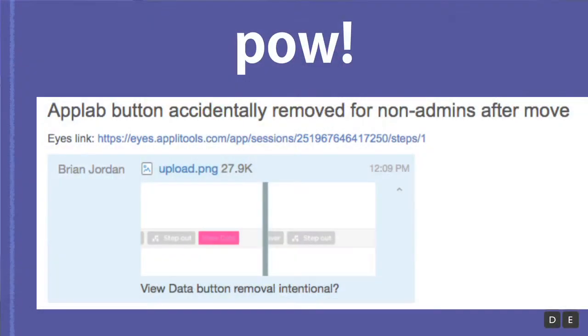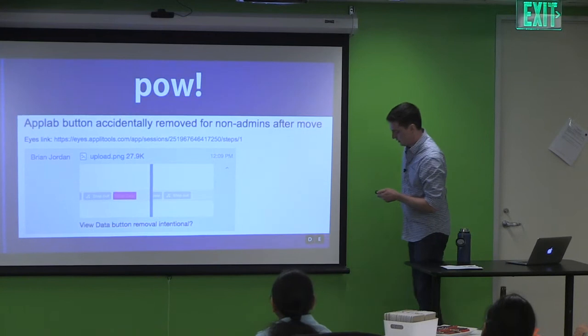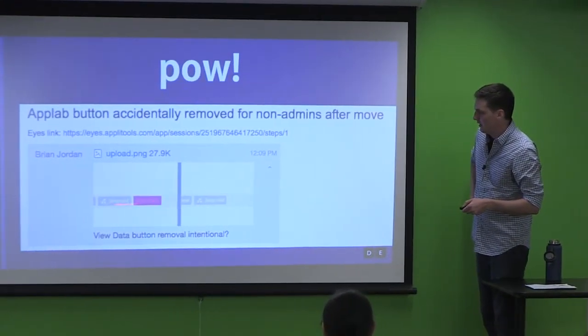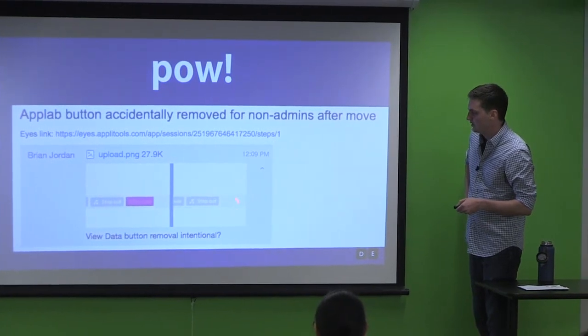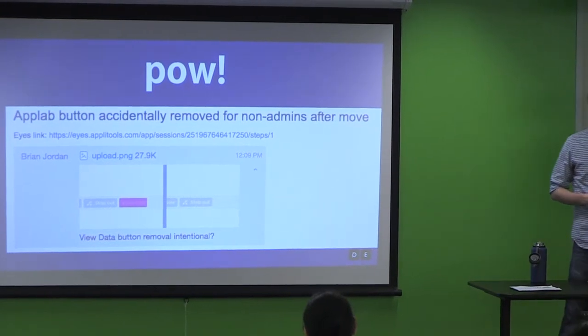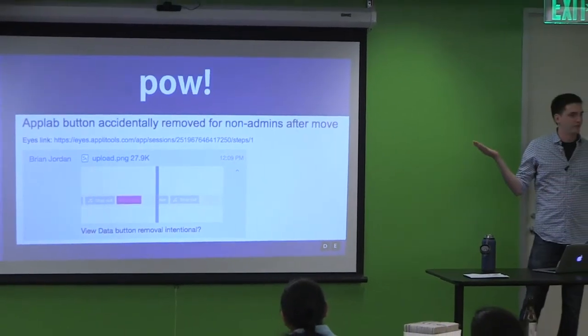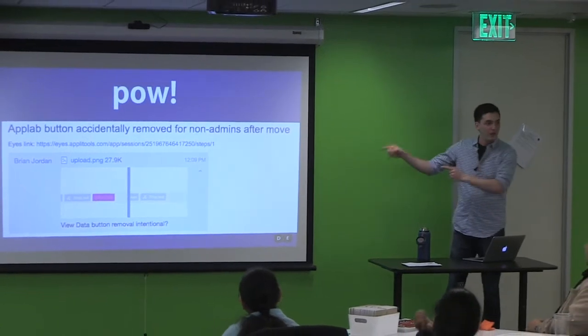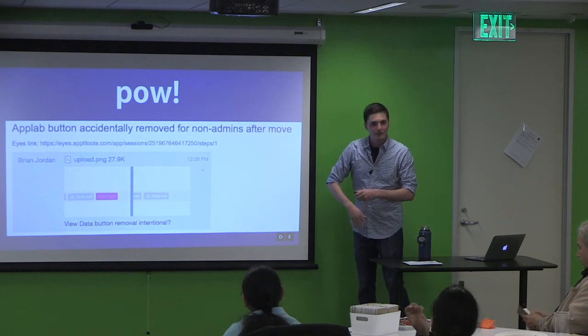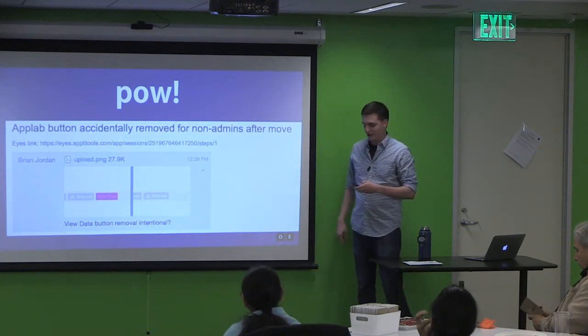POW! App Lab button accidentally removed for non-admins after something else moved. So this was a courtesy of Applitools Eyes Tests. Caught this one. The View Data button disappeared. There was some admin changes going in, and I think some visibility of the button changed. Suddenly you can't access that part of the site. But we caught it before we deployed, because Applitools just catches everything, because it's like someone looking at your website and saying, hey, where did that thing go?